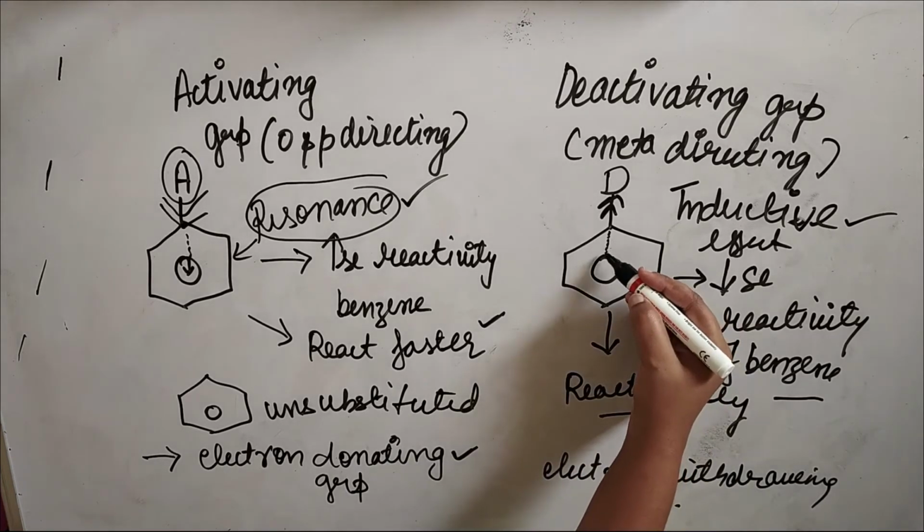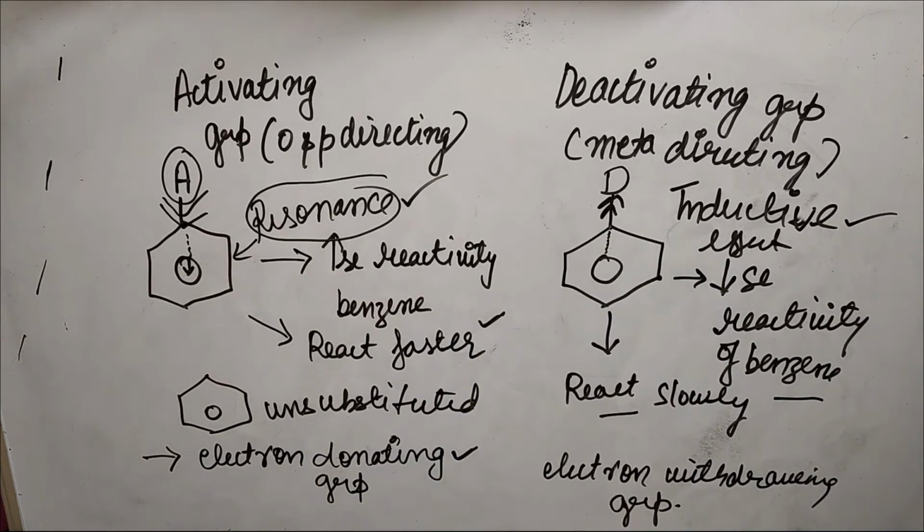The electrons are pulled from the ring toward the deactivating group. Because of that, the reactivity of benzene gets decreased. Here the reactivity of benzene is increasing in the case of an activating group. Here the reactivity of benzene is decreasing in the case of a deactivating group. Here the benzene ring will react faster as compared to an unsubstituted benzene ring. Here the benzene ring will react slower as compared to an unsubstituted benzene ring.